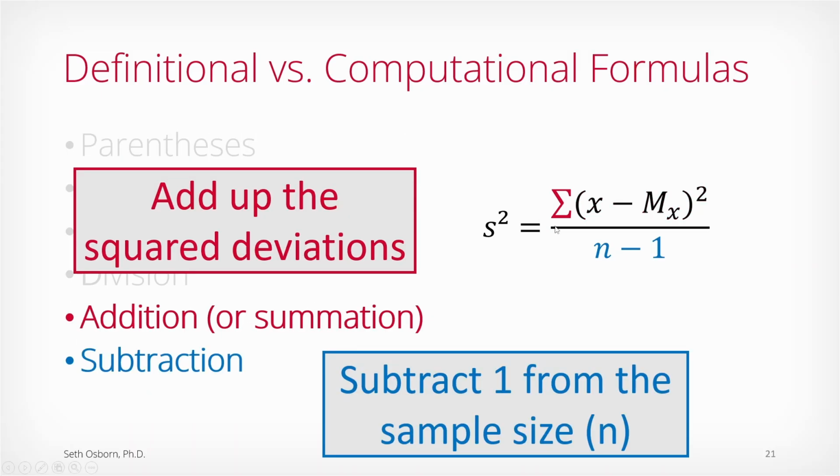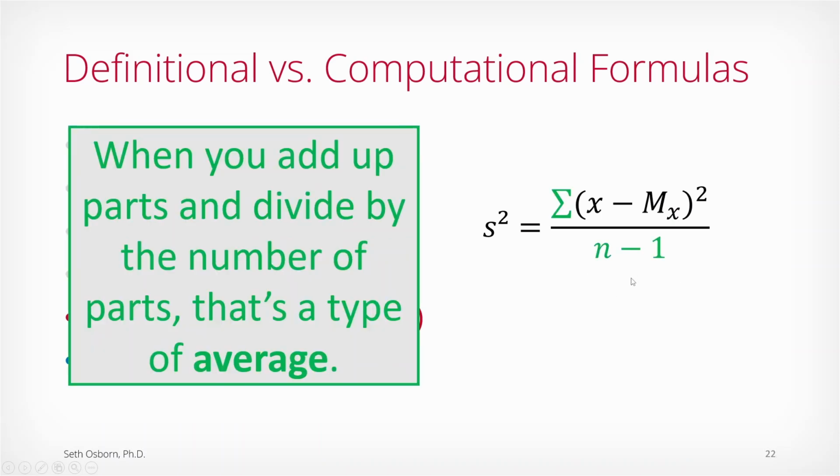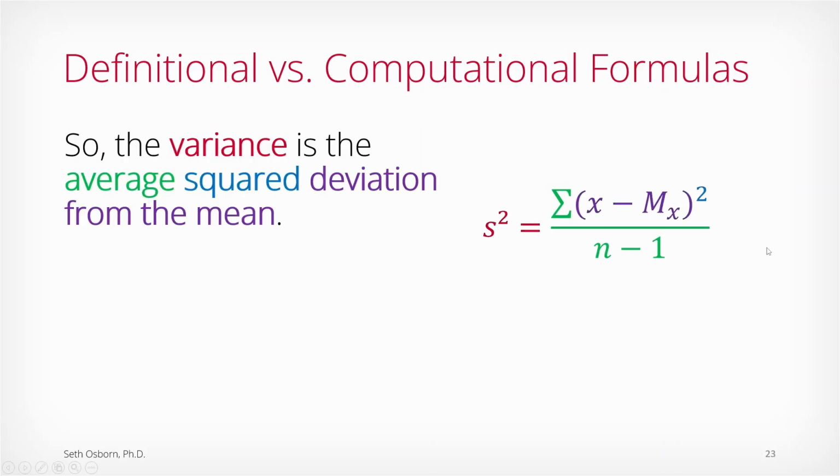When you add up something and then divide by some function of the number of parts, that's called an average. Specifically, that's the arithmetic mean. Add up the parts, divide by the number of them, that's the arithmetic mean. So in this case, we're looking at some kind of average. The variance is a type of average. Specifically, the variance is the average squared deviation from the mean.